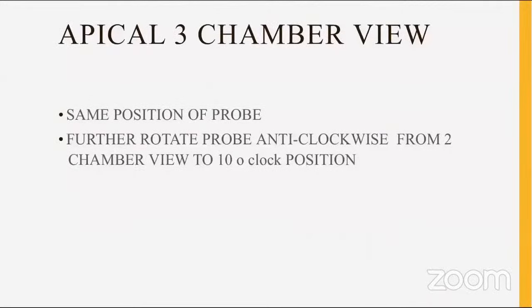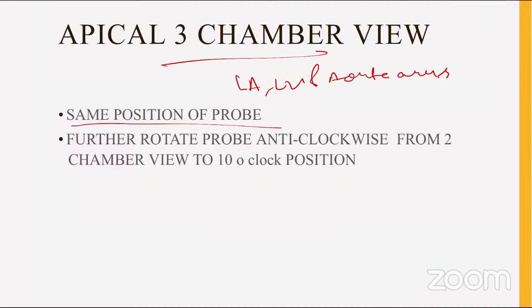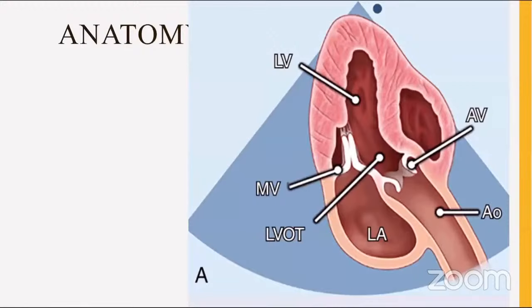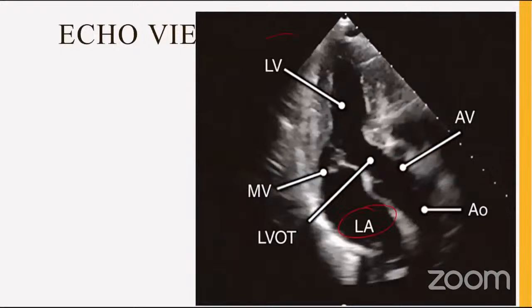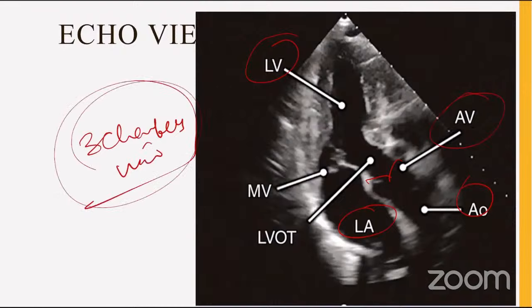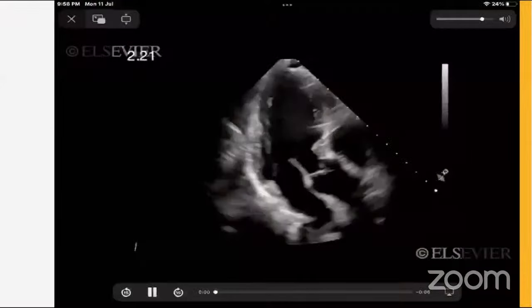We have an apical 3-chamber view in which LA, LV, and aorta are seen. The 3rd chamber is aorta. The probe would be in the same position. We will further rotate it anti-clockwise from 2-chamber view to 10 o'clock position. So we have this LA, LV, mitral valve, and aorta. This is the view showing LA, LV, aorta, aortic valve. This is the 3-chamber. Again, this is a video. It was the video of 3-chamber view showing LA, LV, mitral valve, and this aortic valve and aorta.